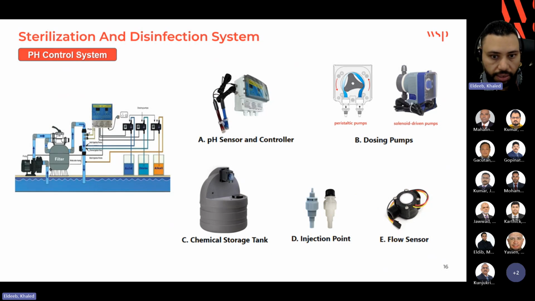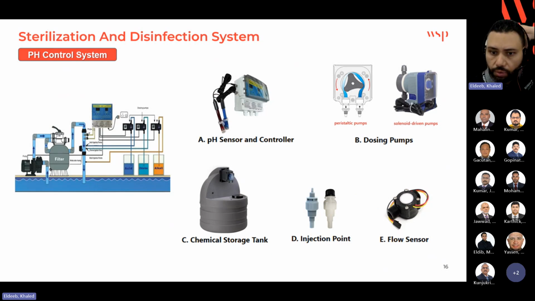Okay, and the last one we have here, flow sensor. This one we use to prevent dosing the chemicals when the pool circulation is off. If the pump is off, we should not keep dosing. So this sensor helps us to sense whether we have flow or not, and accordingly it gives a signal to the dosing pump to stop or keep working. So this will help to enhance the safety and efficiency of the system.